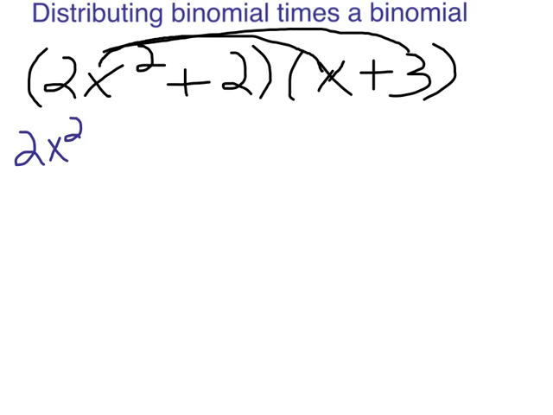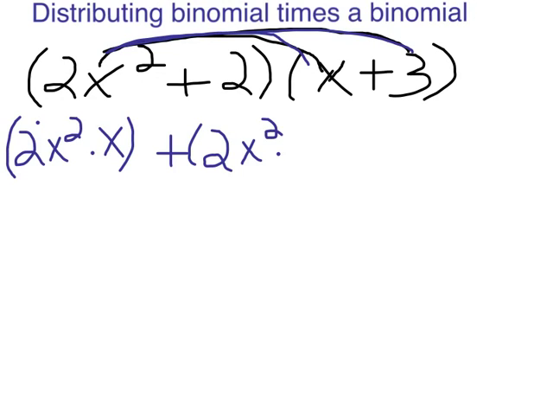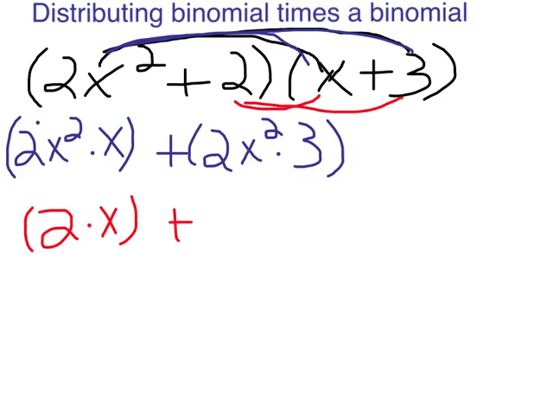2x squared times x. This right here is the first one I'm doing. And then I'm going to do plus 2x squared times 3. Okay, and then now the second term comes into play. Now I've got 2 times x and 2 times 3. So I'm going to write that as 2 times x plus 2 times 3.